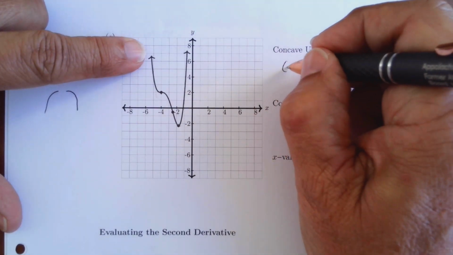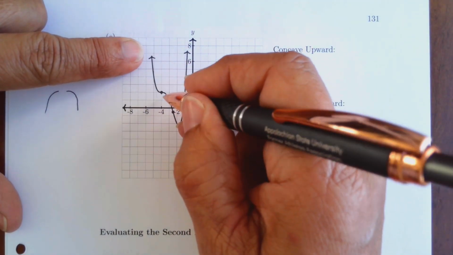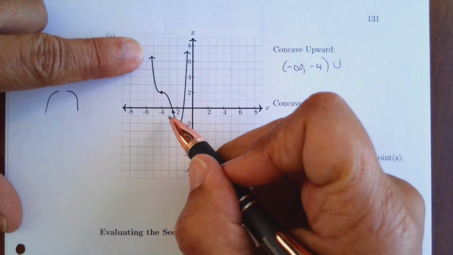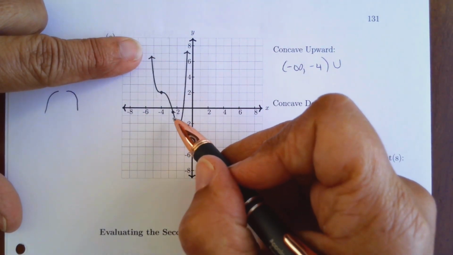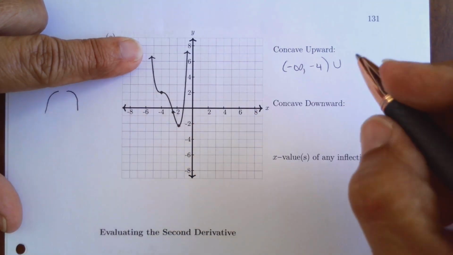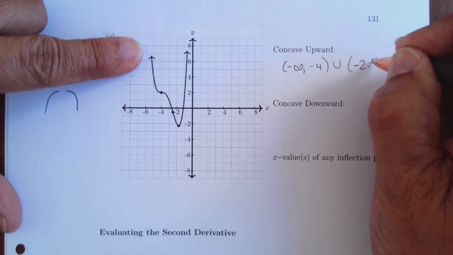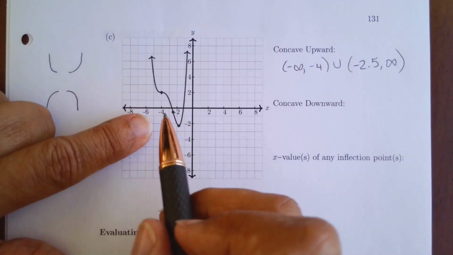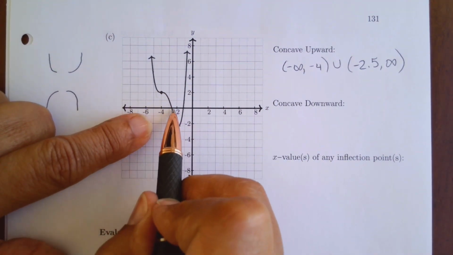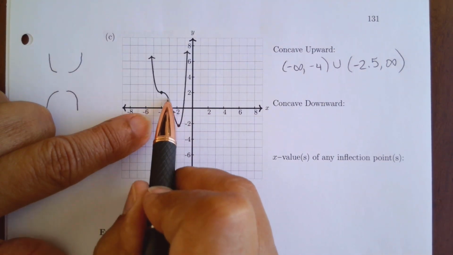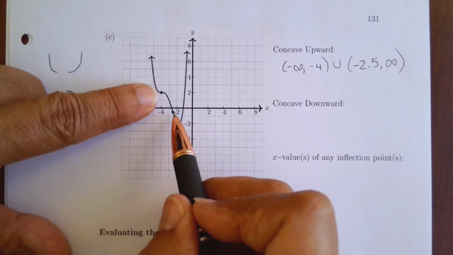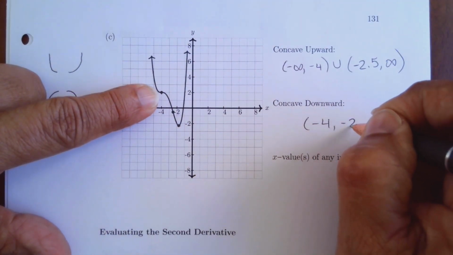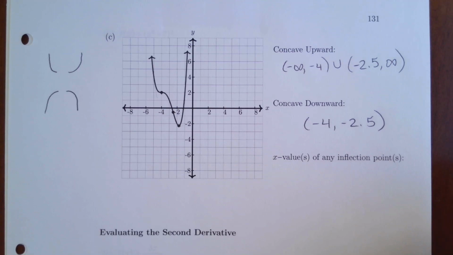So we're going to go from negative infinity to this point right here, negative 4. And then we're going to start again here at, we'll call that negative 2.5, to positive infinity. The only part of this graph that is concave down is right here. That's not concave up. That part is concave down. So we're concave down between negative 4 and negative 2.5. That's the concave down part.